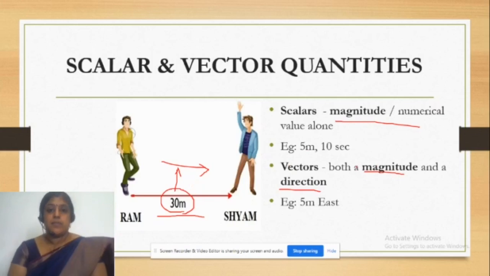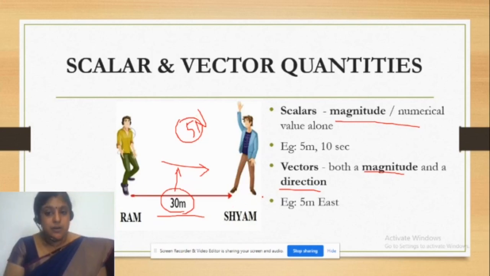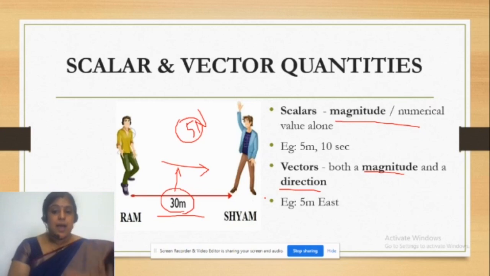Other examples for scalars and vectors: you can say time is a scalar. If you are saying 10 seconds or 6 o'clock in the morning, that is represented only by a numerical value. A vector example is force. Suppose you are applying 5 Newton force. 5 is the magnitude of the force applied, and you always apply a force in a particular direction, right? So force is represented both by a magnitude as well as direction. Force is an example of a vector. I hope it is clear that scalars are physical quantities represented by magnitude or numerical value alone, while vectors are those represented by both a magnitude as well as direction.